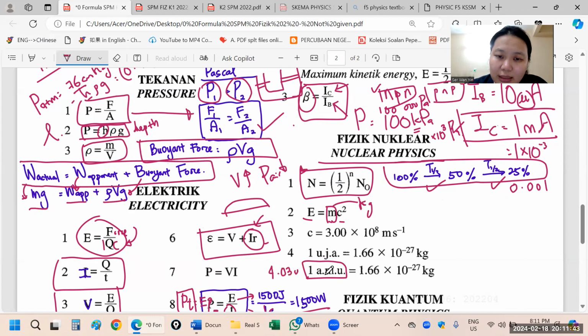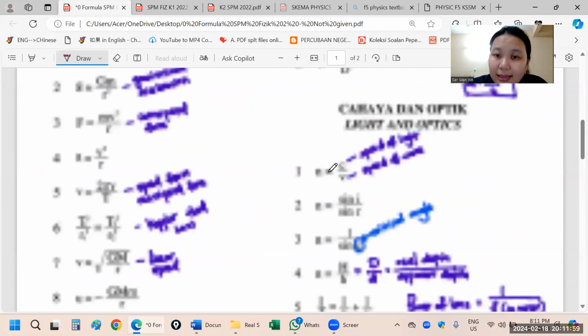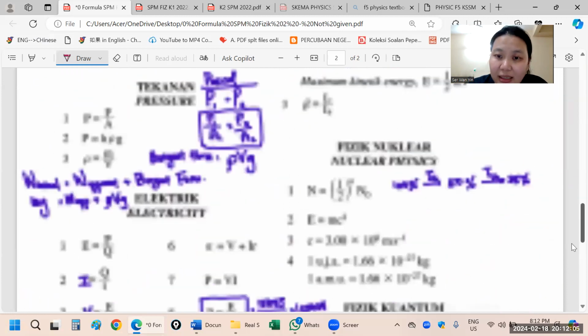4.03 u. You remember to convert this one to kg, then only you substitute c. c is around here, speed of light. So now here we use speed of light and also just now, n equals to c over v. So yes, this is also speed of light. You don't know? You can find here.